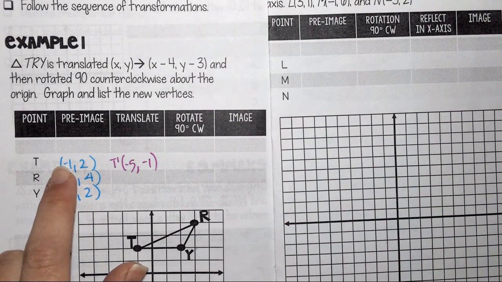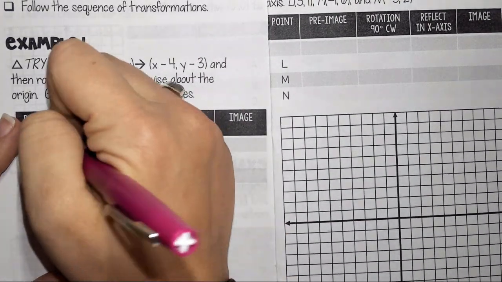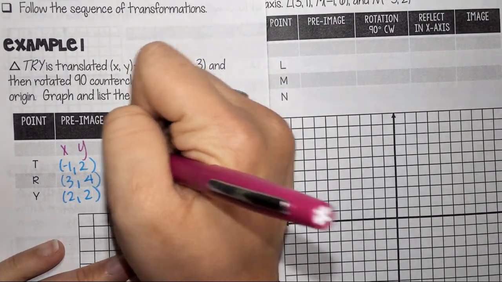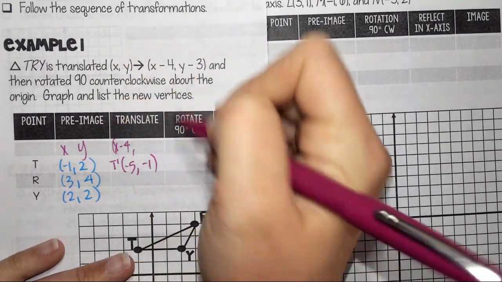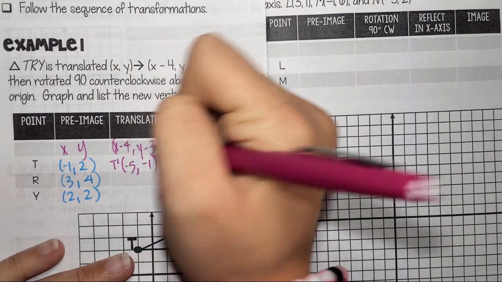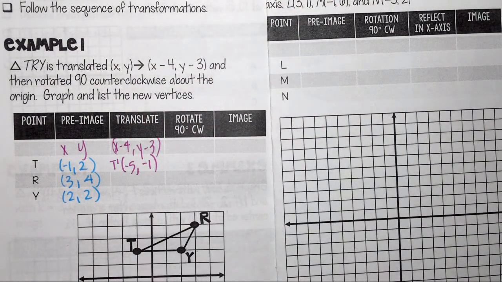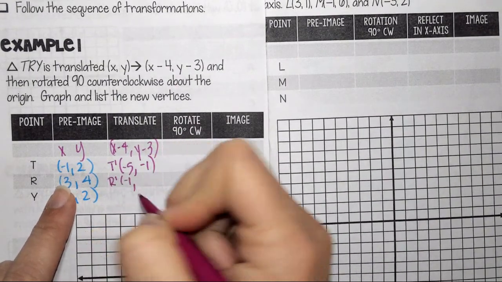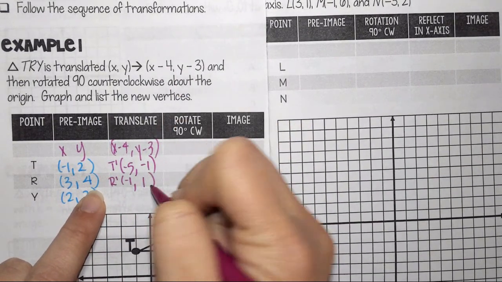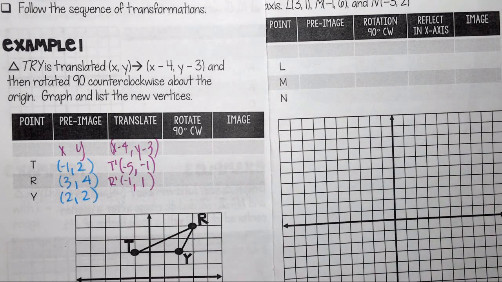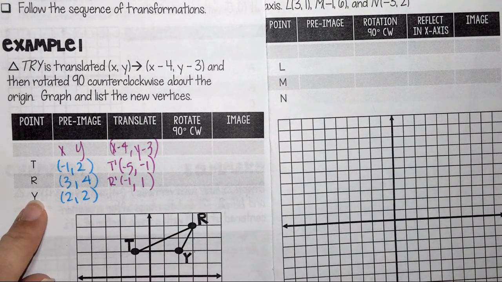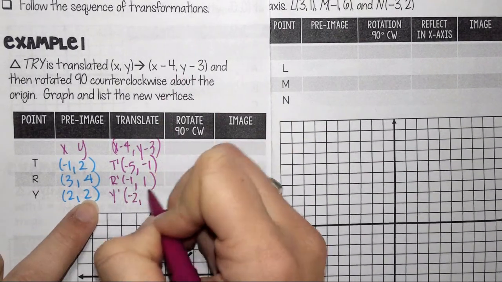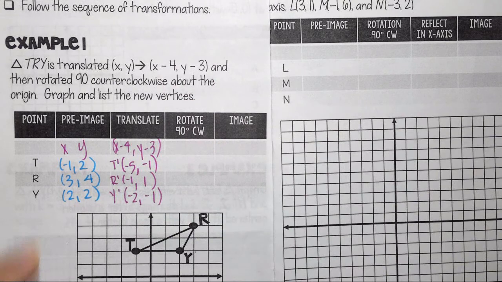Alright, so then remember your first one's x, your second one's y, and if you need to draw that to help you, that's fine. This is x minus 4, y minus 3. Alright, so now 3 minus 4 for R prime is going to give us -1, and 4 minus 3 is going to give us +1. And Y prime, 2 minus 4 is -2, and 2 minus 3 is -1.